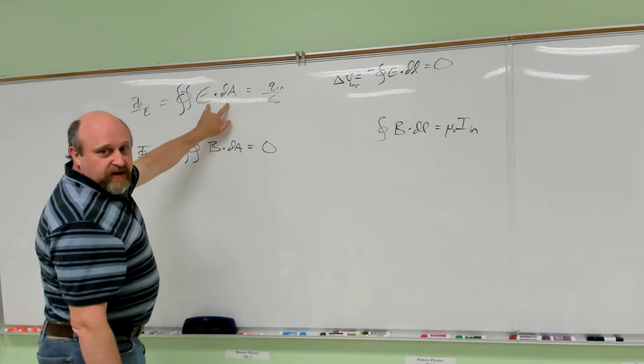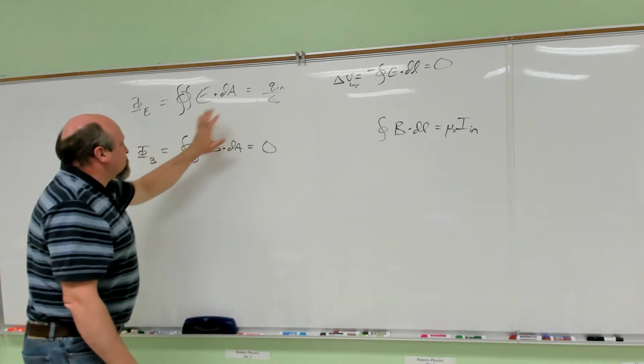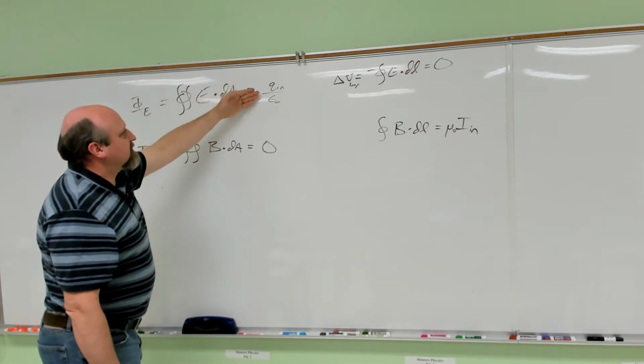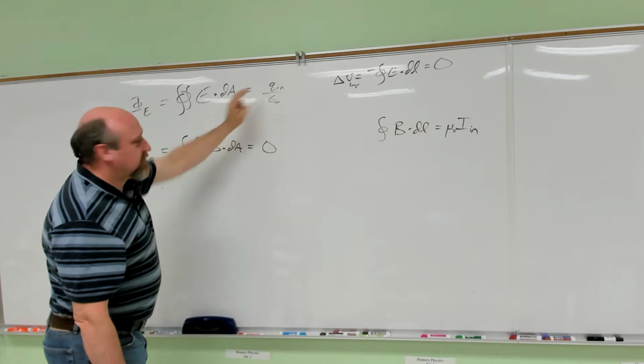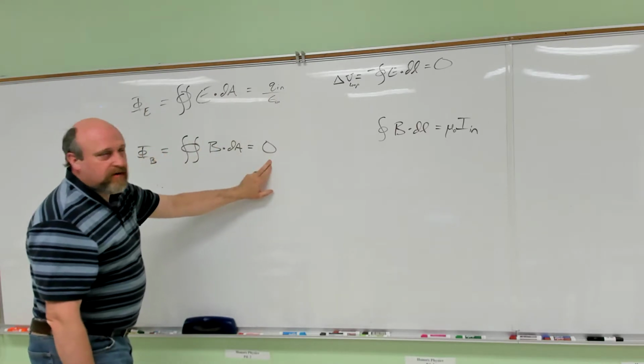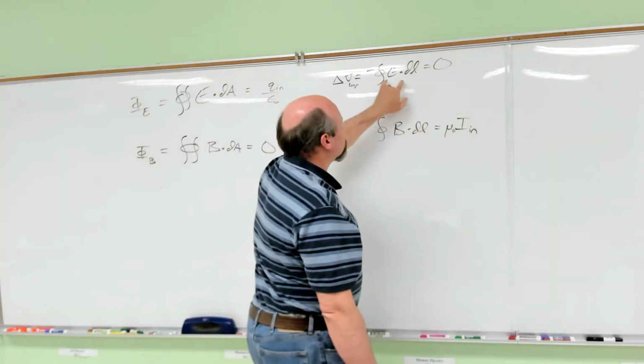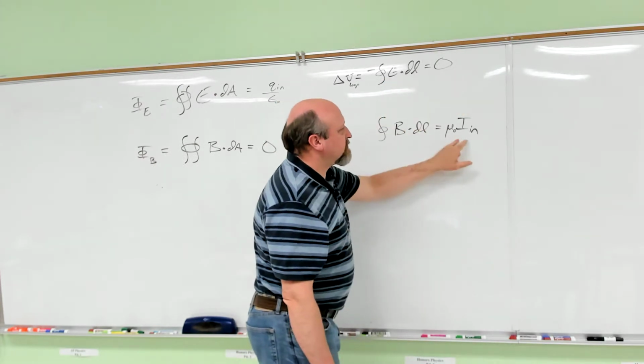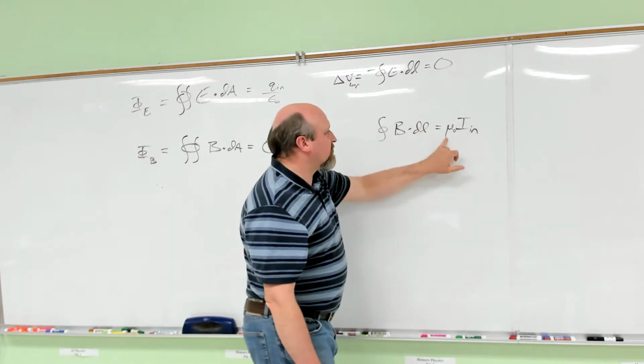Same structure: field strength dotted with the surface area, over a closed surface. With the electric, it adds up to something that depends on what's inside. With magnetic, it gives you 0. The integral over a closed path, for electric, adds up to 0. For magnetic, it adds up to something that depends on what goes through that path, times a constant, right?